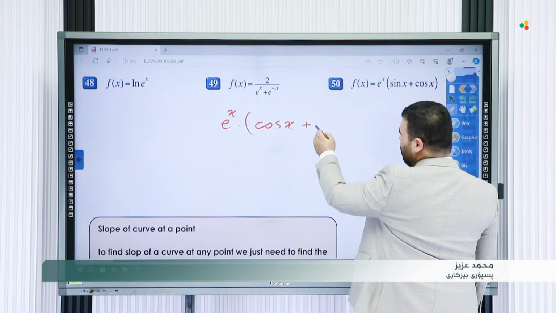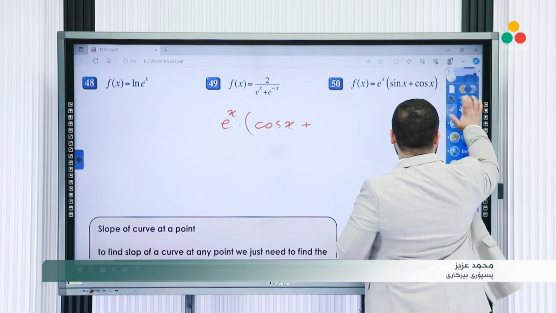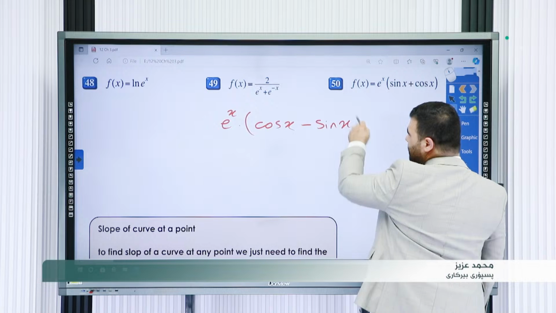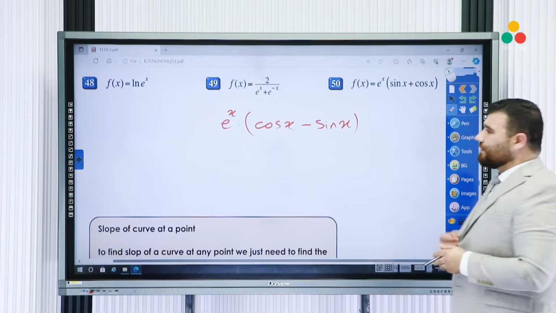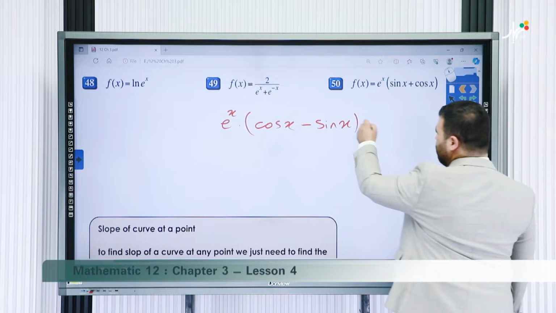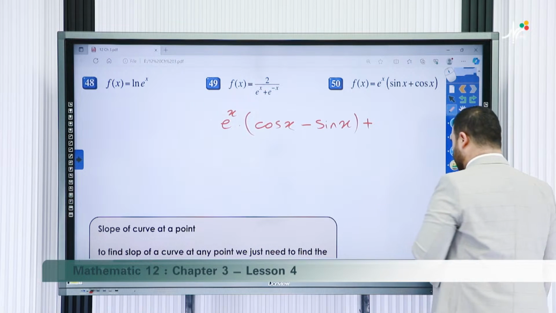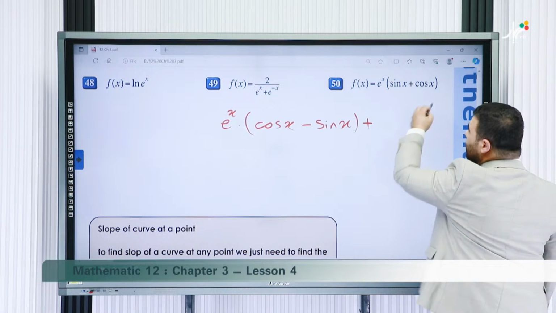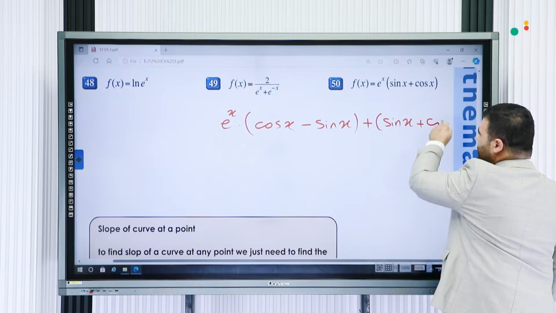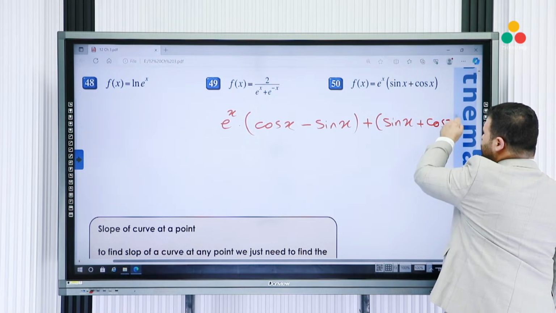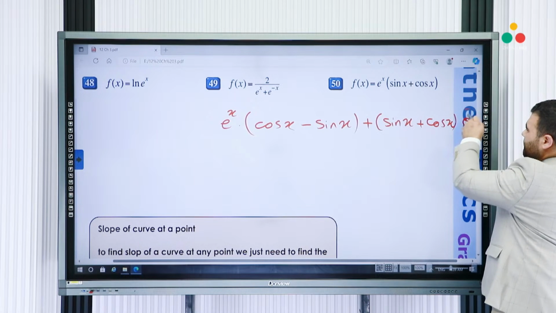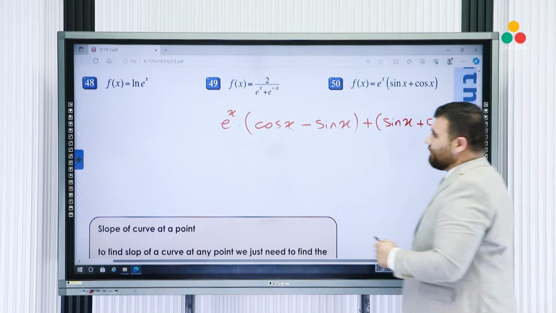Derivative of cosine is negative sine. Since it's negative sine, the plus will be minus: negative sine x. So what happened, it's first times derivative of second. Plus, this time, second, we write the bracket as it is, sine x plus cosine x, times derivative of first. Derivative of e^x is e^x. It's the same. Now, simplifying.